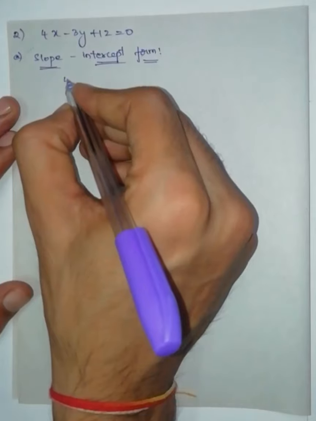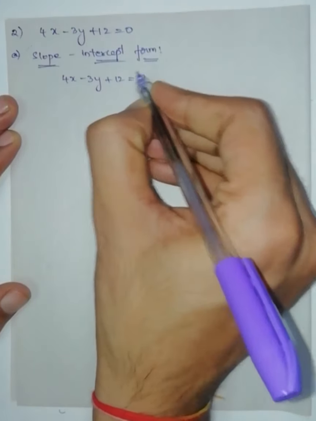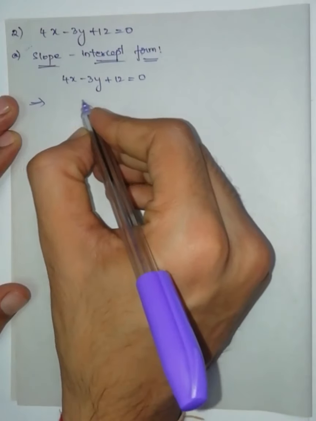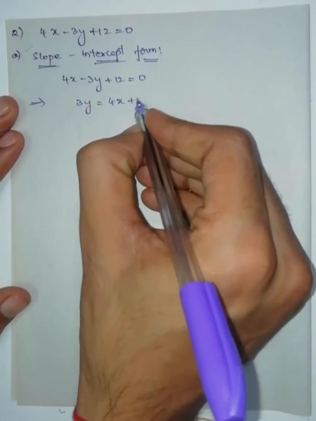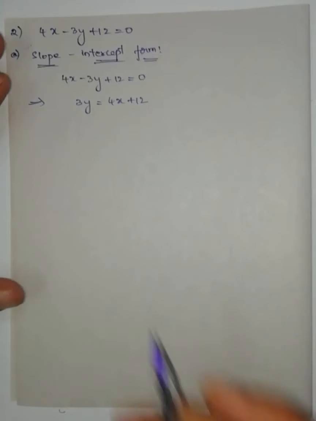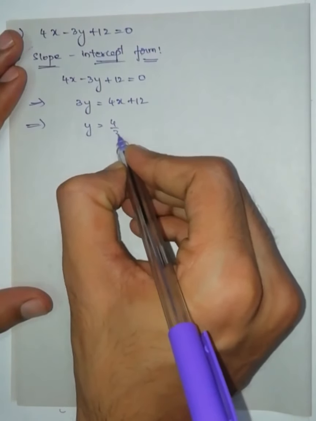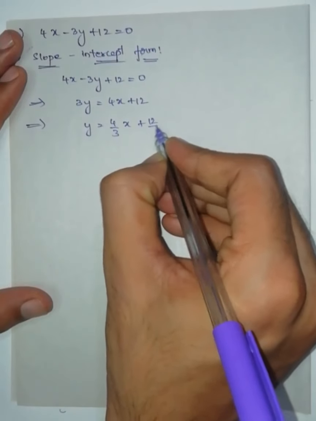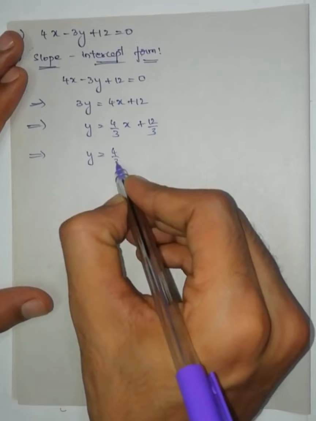Given equation is 4x minus 3y plus 12 is equal to 0. This implies 3y is equal to 4x plus 12. Take y terms one side and remaining terms one side. Now this one can be written as y is equal to 4 by 3 x plus 12 by 3. This implies y is equal to 4 by 3 x plus 4.